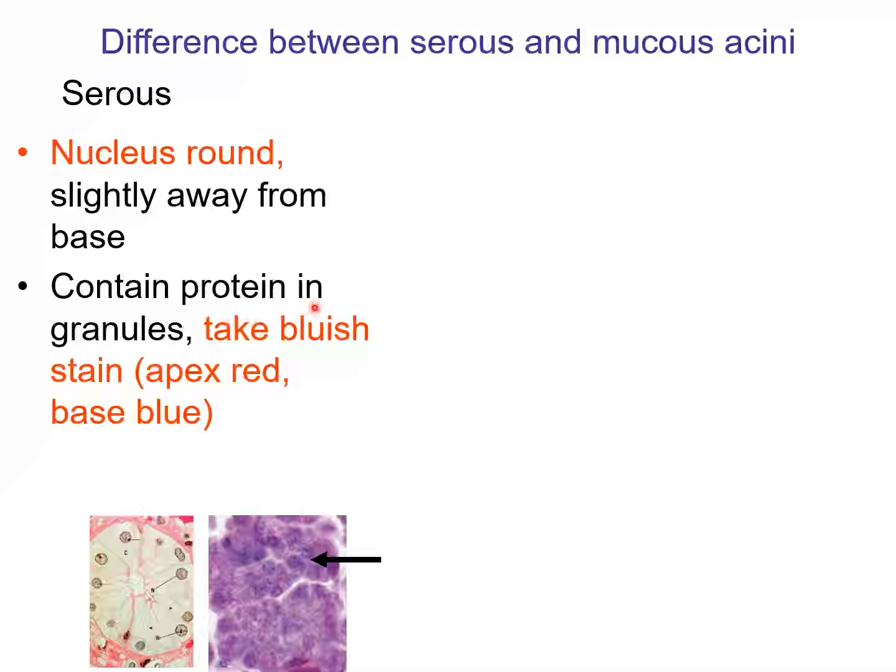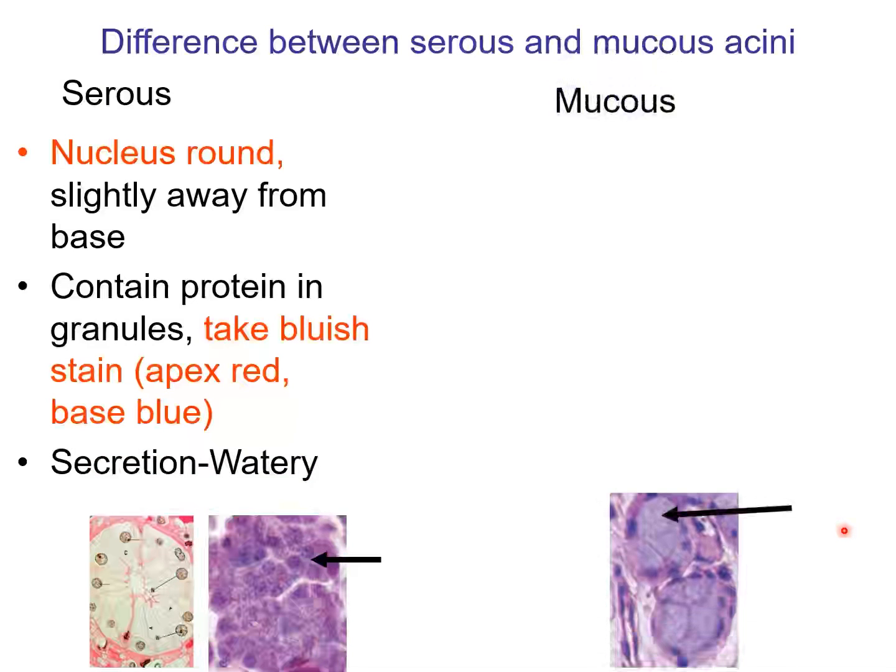It contains zymogen granules. That's why it takes bluish stain towards the base, but the apical portion is red and its secretions are watery. The mucous acini. See the mucous acini, because the mucinogen is washed out, it doesn't take stain, and as the mucinogen granule imbibes water immediately after death, it pushes the nucleus towards the base.